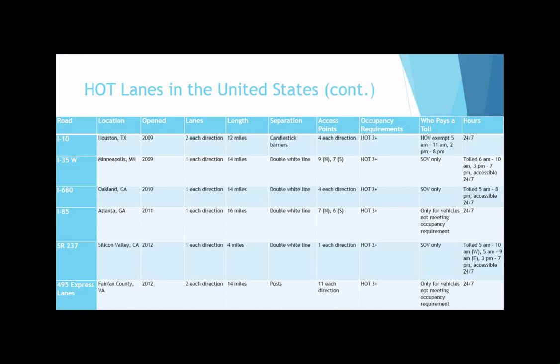Here are some more HOT lanes, so please take a look. I'd like to point out that the Fairfax County, Virginia lanes were opened as recently as November 2012, which I found to be interesting. They have 2 lanes in each direction, 14 miles long. They're separated by posts. There are 11 access points in each direction. Again, an HOT3+ occupancy requirement, and again, 24/7 operation, and only the low occupancy vehicles or those not meeting the HOT3+ will pay the toll.